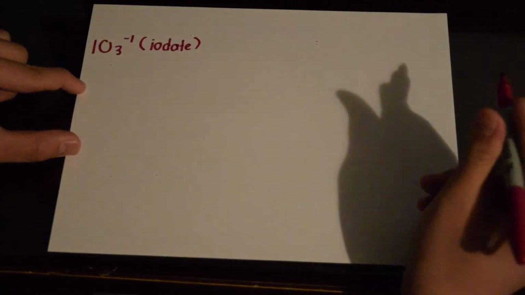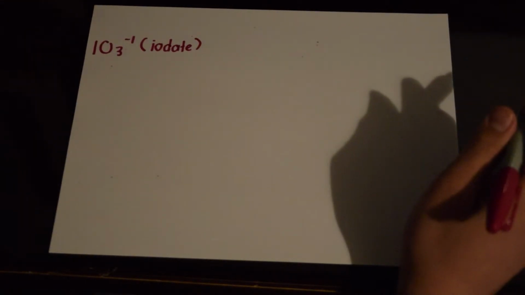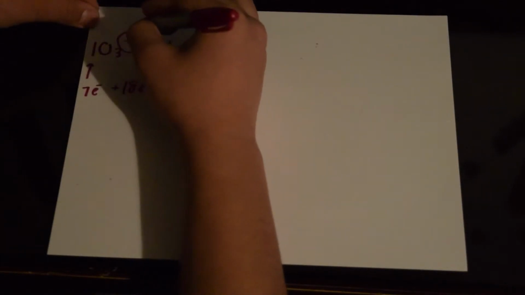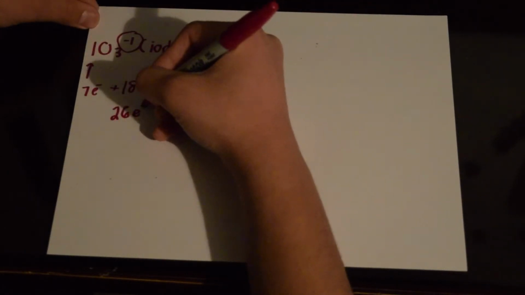First, let's do some math and calculate the total number of valence electrons. Iodine has 7 valence electrons, and each oxygen atom has 6, but there are 3, so that makes it 18 valence electrons. We have a charge here, so we're going to add another one. That gives us 26 valence electrons.